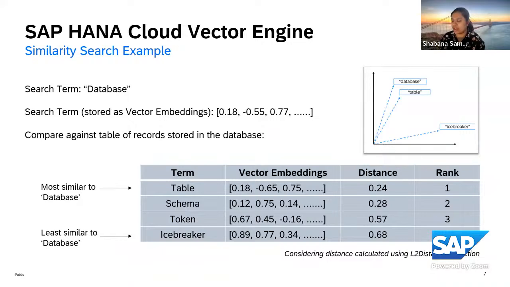What we just saw, I have tried to depict it. We just saw it in a 5-dimensional plane. Now I am trying to depict it on a 2-dimensional plane. This is how it would all look in a vector space. So like I mentioned, the words database and table fall very close to each other, meaning that they are highly similar, and the words database and icebreaker have the highest distance between them, meaning that they are highly dissimilar. So that's what we saw through the demo as well.